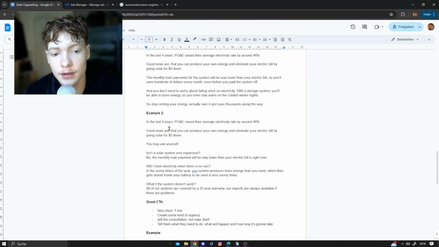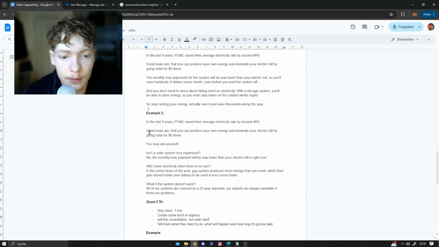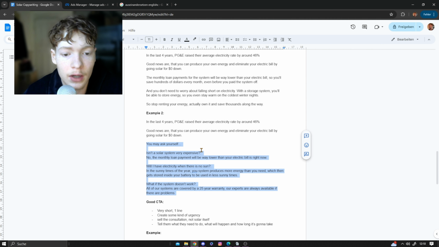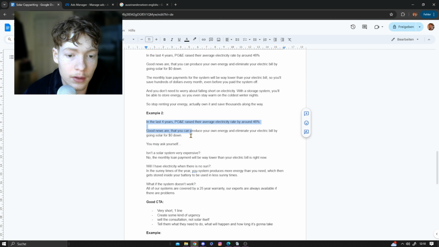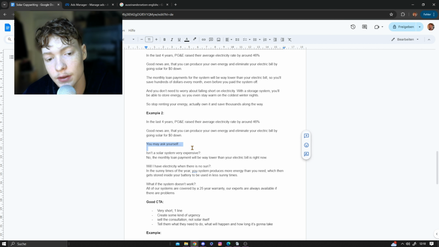Example 2: In the last 4 years, PG&E raised their average electricity rate by around 46%. Again, the good news is that you can produce your own energy and eliminate your electric bill by going solar for $0 down. And then this is a different structure. We said, you may ask yourself, okay, they read this and they probably understood it, but they have questions. And then we come first and we already answer their questions.